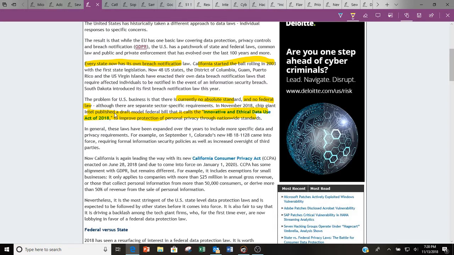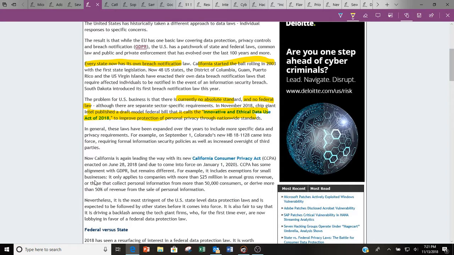So Intel published a draft bill that they call the Innovative and Ethical Data Use Act of 2018. So I'm here to say it's pretty likely within the next couple of years there will be a new Data Privacy Act that is a federal act that covers all states and will override individual states.